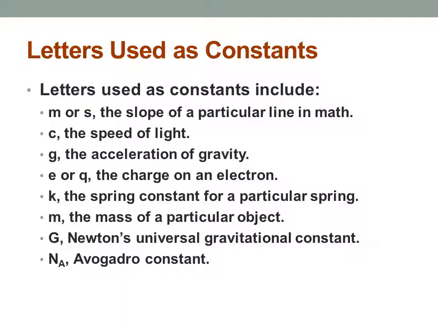Letters used as constants include M or S, which represents the slope of a particular line in math. C is usually the speed of light, but has many other labels. This C label is used often for constants. G, the acceleration of gravity. E or Q, the charge on an electron. K, the spring constant for a particular spring. M, the mass of a particular object. G, Newton's universal gravitational constant, and N, capital N, Avogadro's constant.